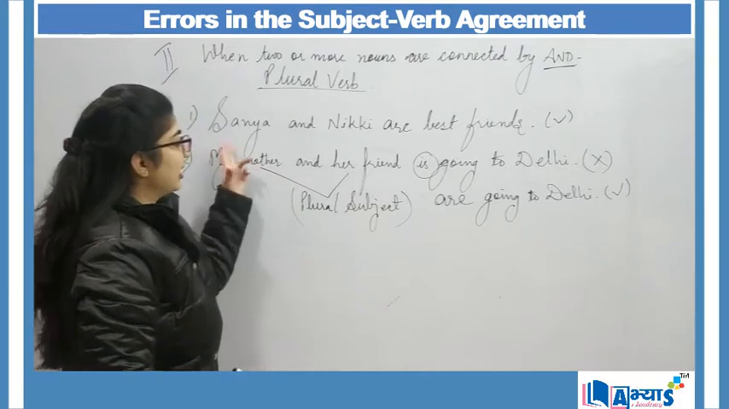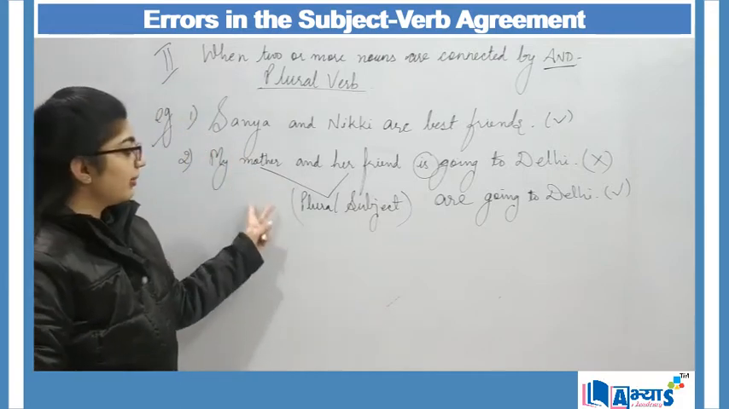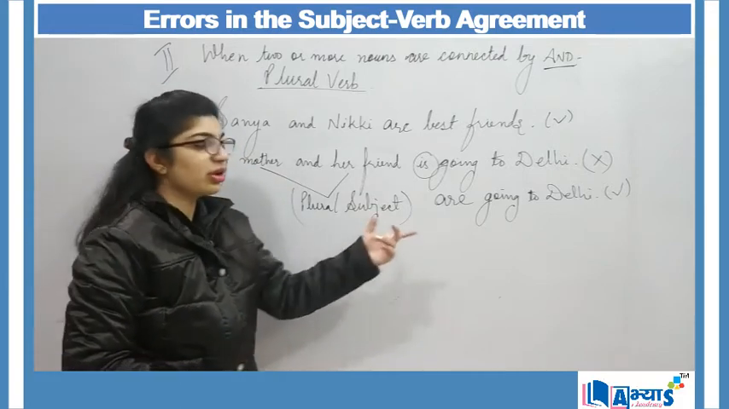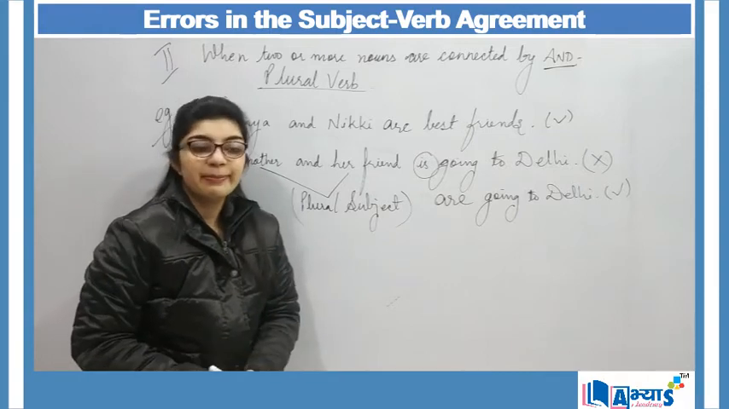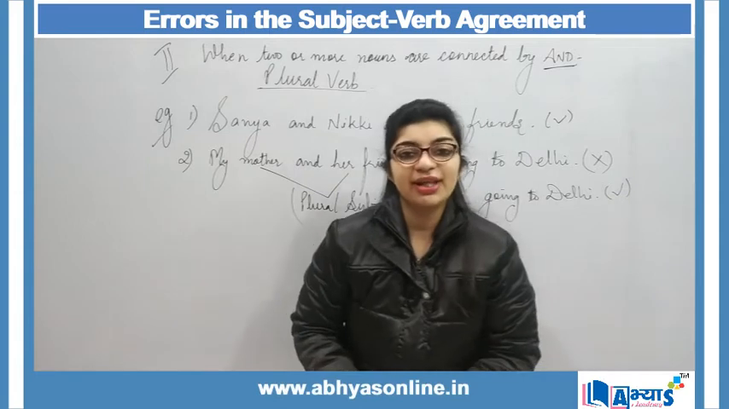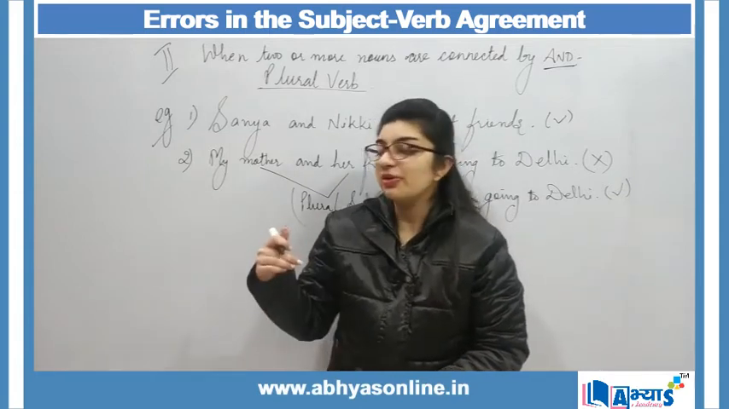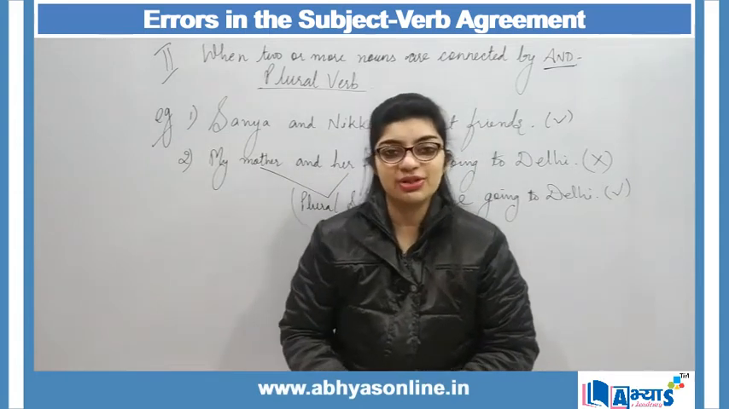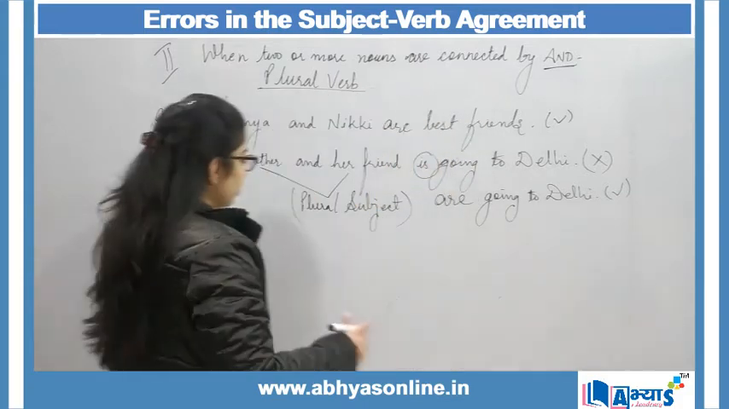So, with these rules, whenever we are making use of a plural subject, there will always be a plural verb. But as I've always said, with every rule there comes an exception. Even for this rule, there is an exception. So let us discuss the exception over here.